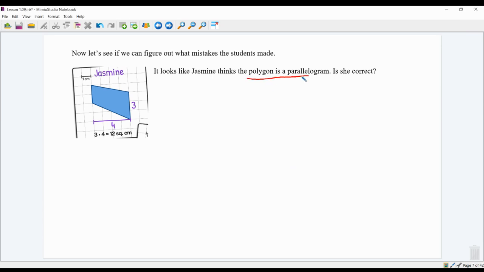Okay, so now I'm just going to look at a couple of problems, students that went wrong. Jasmine thinks this looks like a parallelogram, right? Which is what I was saying about some people might think it's a parallelogram. If it was a parallelogram, you would multiply 4 times 3, but it's not, so that's not a good idea.